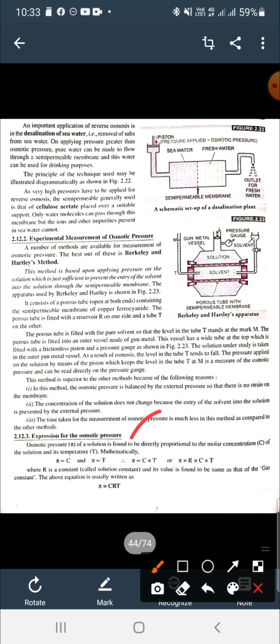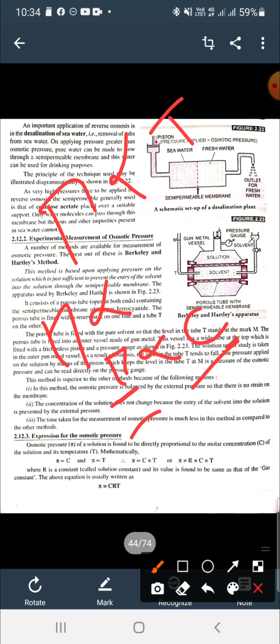Now we are going to the expression of osmotic pressure. By experiments it is found that osmotic pressure is directly proportional to concentration, and it is also directly proportional to temperature. Combining these, pi is directly proportional to C into T. Pi is the representation of osmotic pressure.